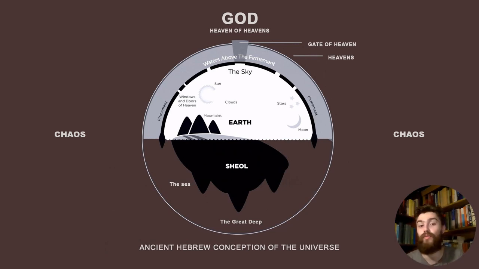And there we can see those three tiers. We've got the waters below, the earth in the middle, and the heavens above. It tends to follow this same pattern, this same metaphysical, cosmological blueprint.